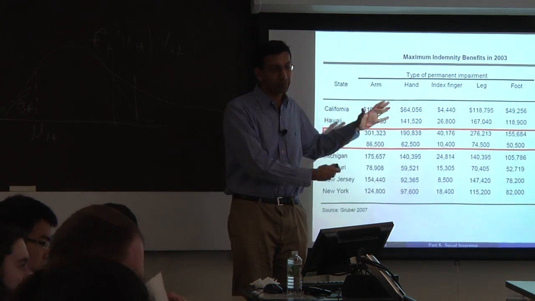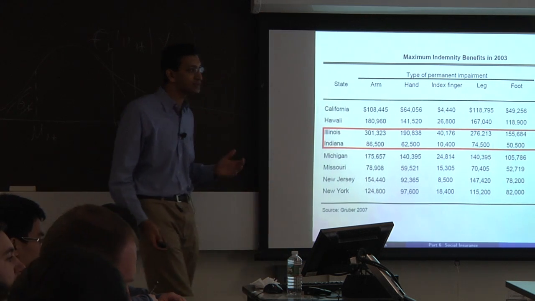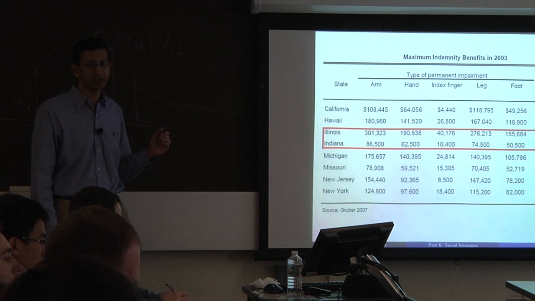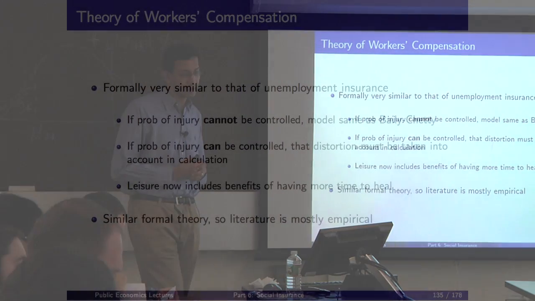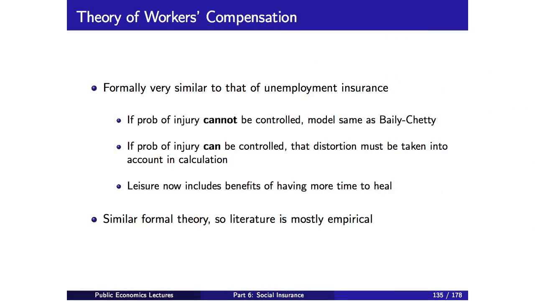So naturally a program like this, because of the tremendous state level variation and the changes over time, lends itself well to pretty good empirical work. We're going to talk about that in a second, but essentially the literature is mainly empirical, not just because you can identify the relevant parameters well, but because the theory is quite similar to what we've discussed before.